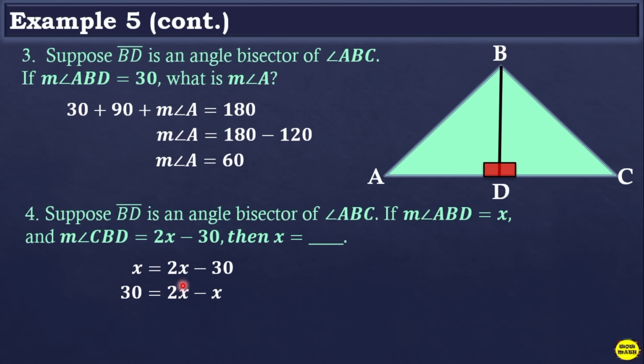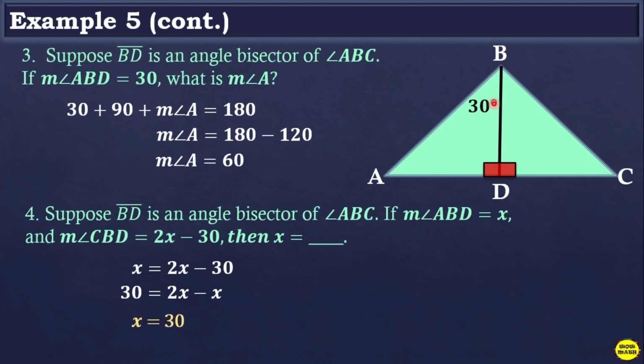We have 2x, transpose natin to, minus x, transpose to, magpa-positive 30. So, we have x, ayusin na lang po natin, ang variable natin, dapat nasa left side. So, x is equal to 30. So, if your x is equal to 30, that is angle ABD. So, ibig sabihin, this is 30 degrees.